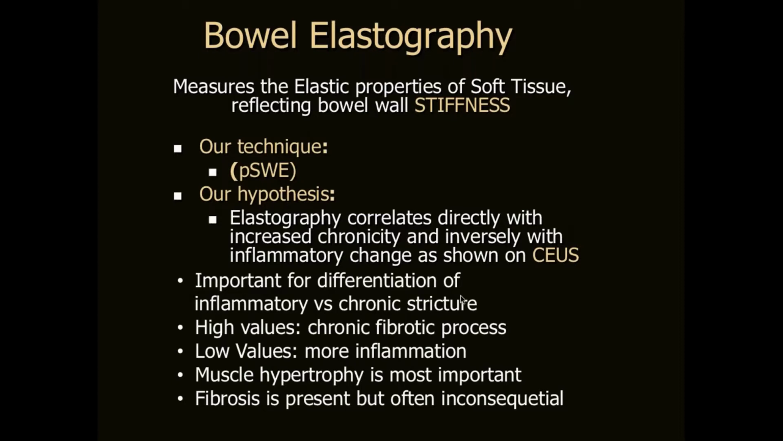And so this has proven to be important for differentiation of inflammatory from chronic strictures, in that we have high values with chronic fibrotic process and low values with acute inflammatory disease. Now, what we've also found in our own patient cohort is that muscle hypertrophy, in fact, is most important, and that fibrosis is present in virtually all of the patients where we've had histologic proof, but often inconsequential.